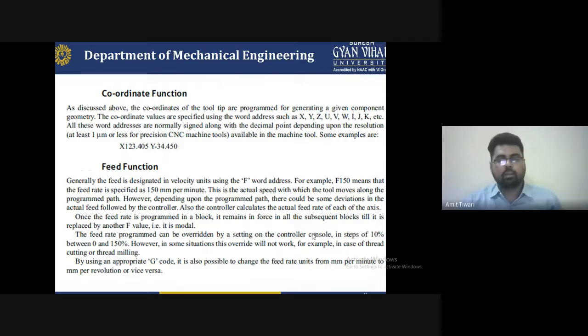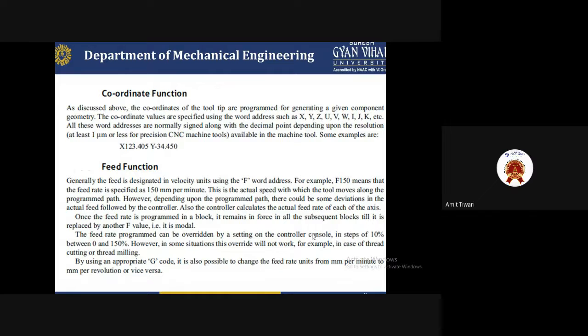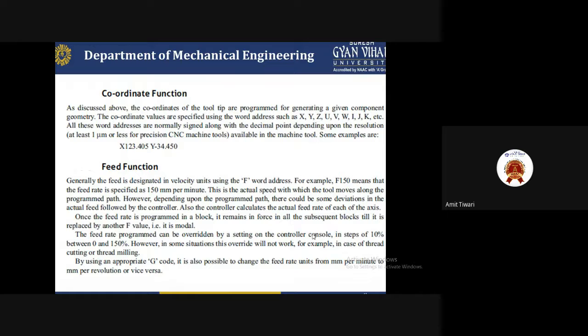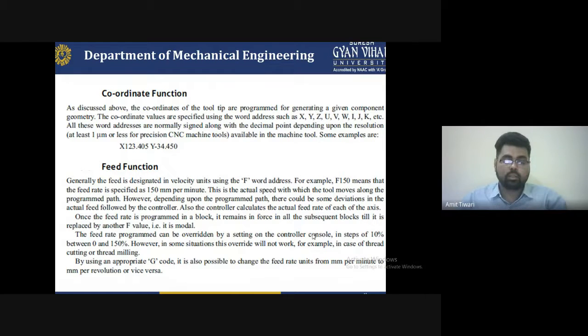Some examples to be noted: X is equal to 123.405, Y is equal to minus 34.450. So what you understand by this is that it is written as a function, basically a simple function. If you want to give the first command in the x direction, you have to put 123, okay, to represent this. So x1 is an axis, x1 and x2, y1 and y2, and you have to put that equation in a simple manner.